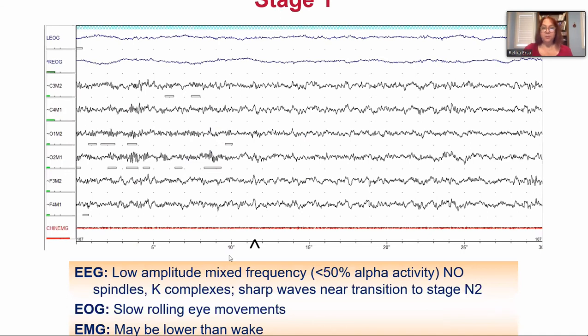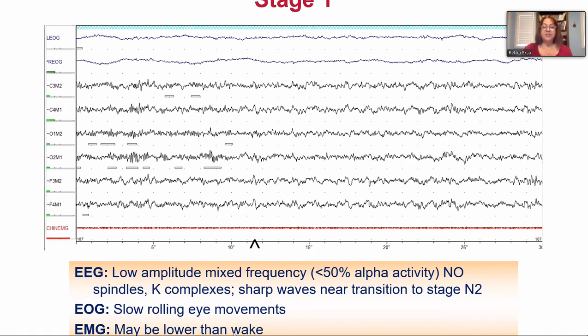In stage 1, when we look at the EEG, it's low amplitude, so they are short waves, they're not tall, and mixed frequency, so they're not so fast and not so slow. There are no spindles or K complexes. These are the characteristics of sleep stage non-REM 2.